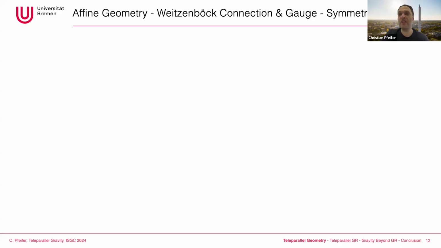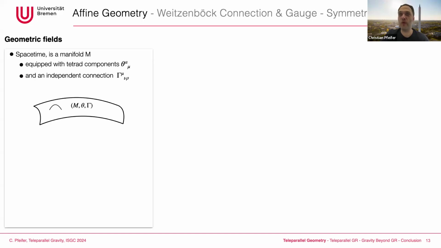And therefore, let me quickly recall, to bring everyone on the same page, what is affine geometry? So we look at a manifold, which is our space-time. We equip it with a tetrad, which has components theta and mu, and an independent connection defined by some connection coefficients. In this setup, for now, the metric is only a derived object. These tetrads are interpreted as orthonormal frame of a metric, and the metric can be reconstructed with help of the Minkowski metric here.